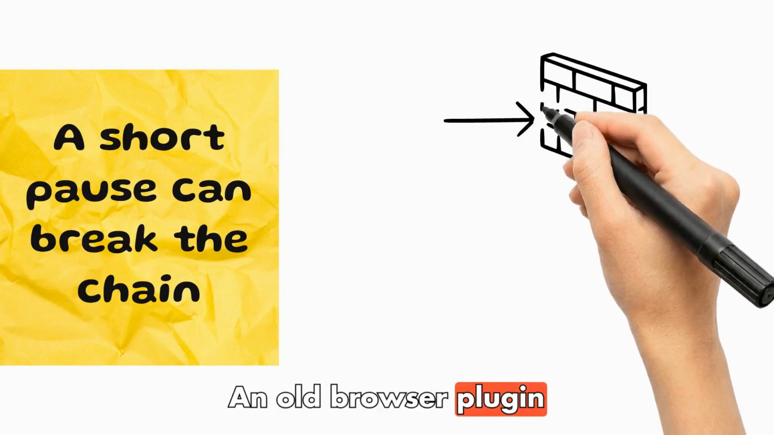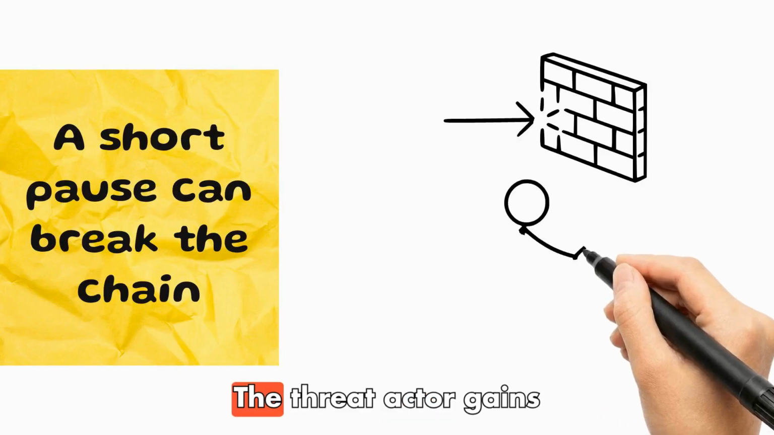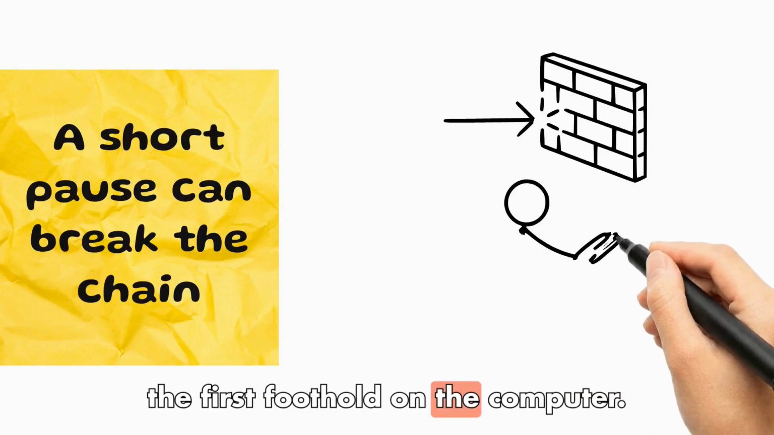An old browser plugin may contain an unpatched flaw. A risky web page triggers that flaw. The threat actor gains the first foothold on the computer.